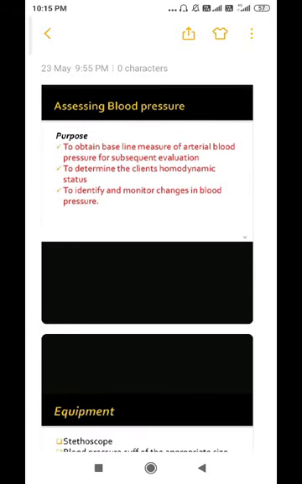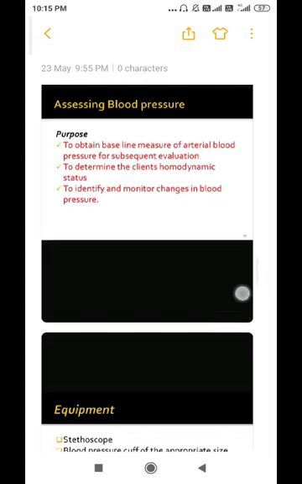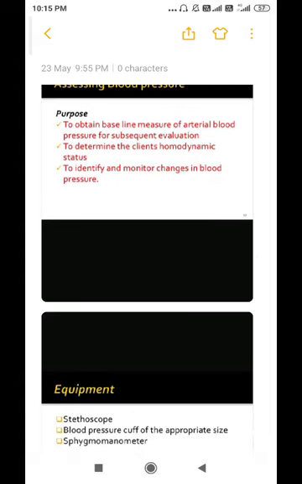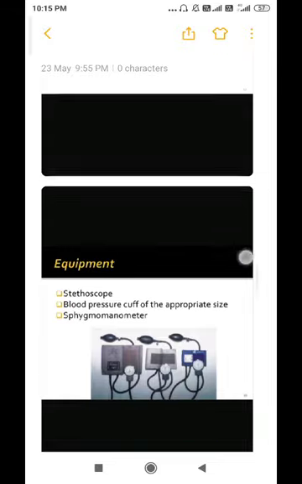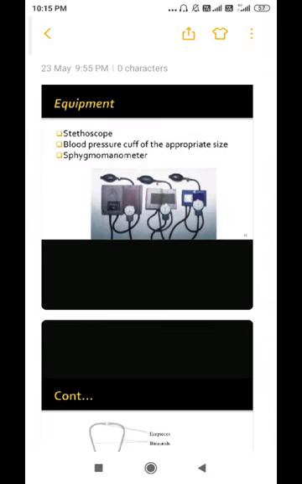What are the purposes of assessing blood pressure? To obtain a baseline measure of arterial blood pressure for subsequent evaluation, to determine the client's hemodynamic status, and to identify and monitor changes in blood pressure. And the equipment: a stethoscope, a blood pressure cuff of the appropriate size, and a sphygmomanometer.